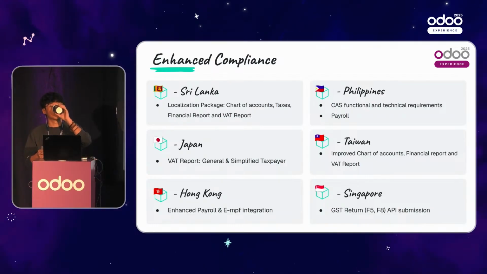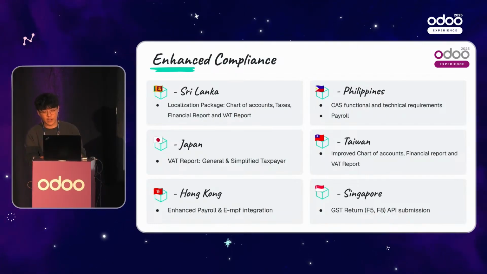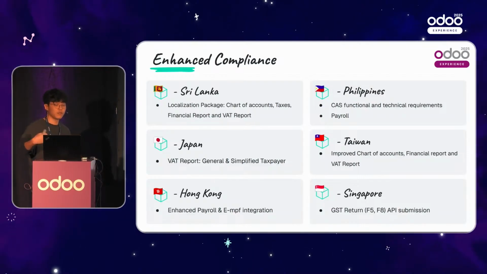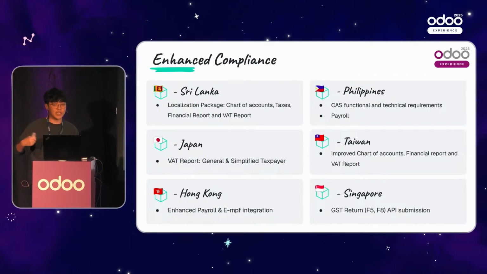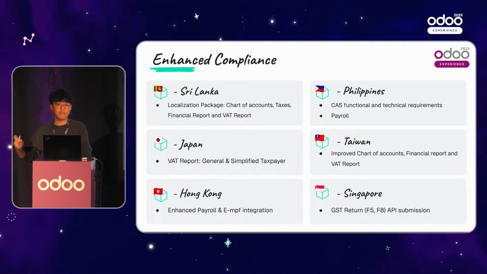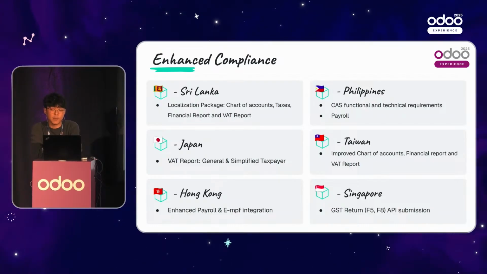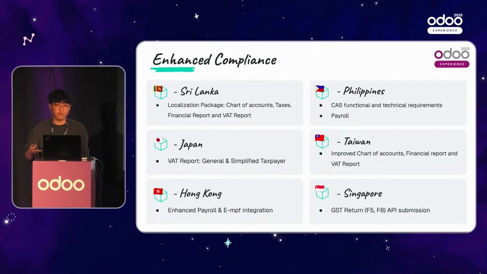And for Japan, we already have in progress the VAT reports to support general and simplified taxpayers. Taiwan, improvement of the chart of accounts, financial report, and VAT report. Hong Kong, improvement and enhancement of payroll and eMPF integration. And Singapore, GST return, F5 and F8, where you can directly submit the GST return via Odoo.